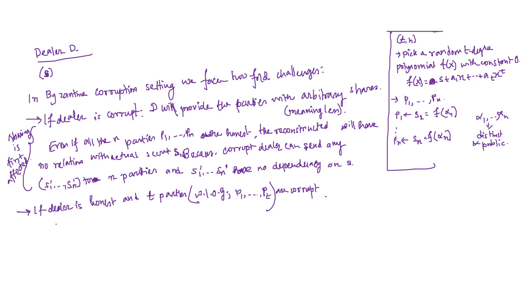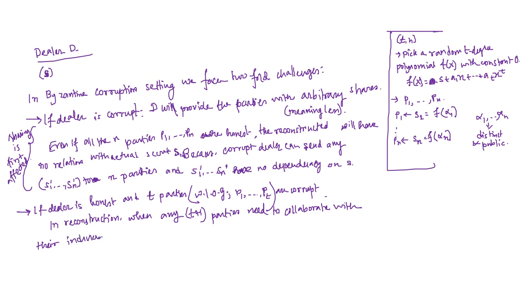Because in reconstruction, when any T plus 1 parties need to collaborate with their individual shares, they might end up revealing wrong values, thus affecting the reconstruction.